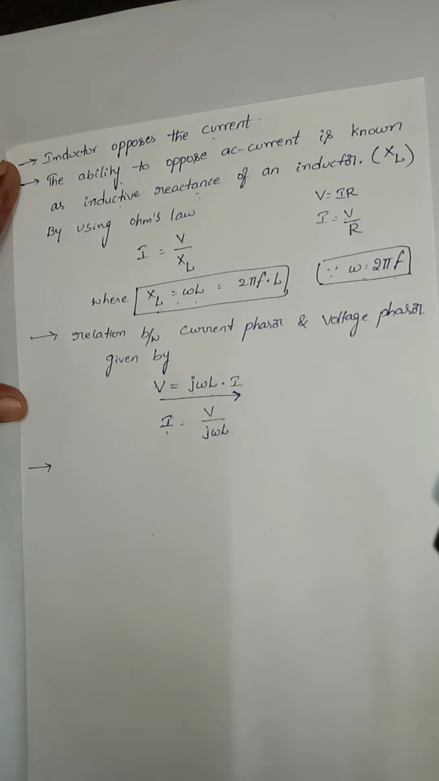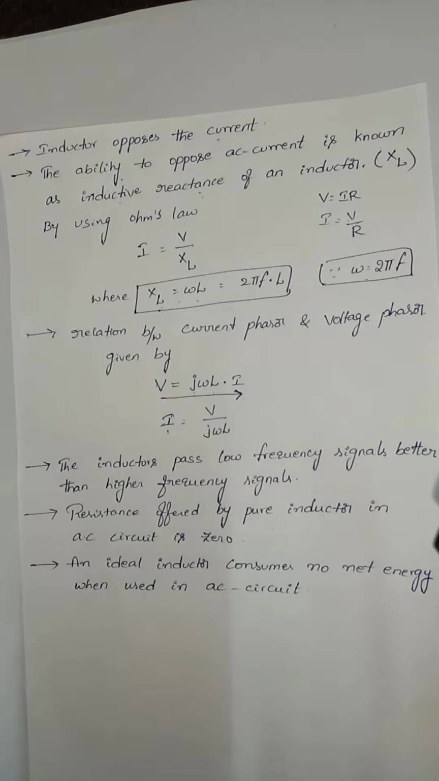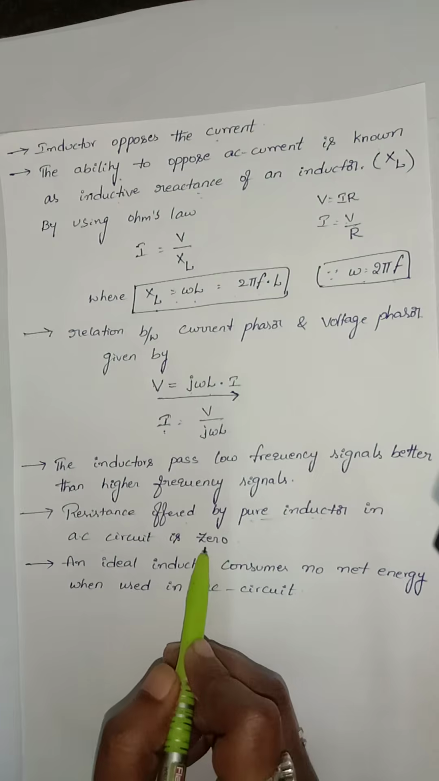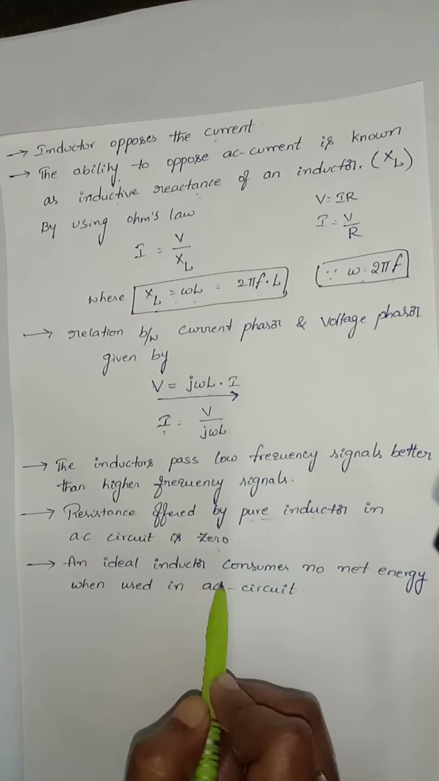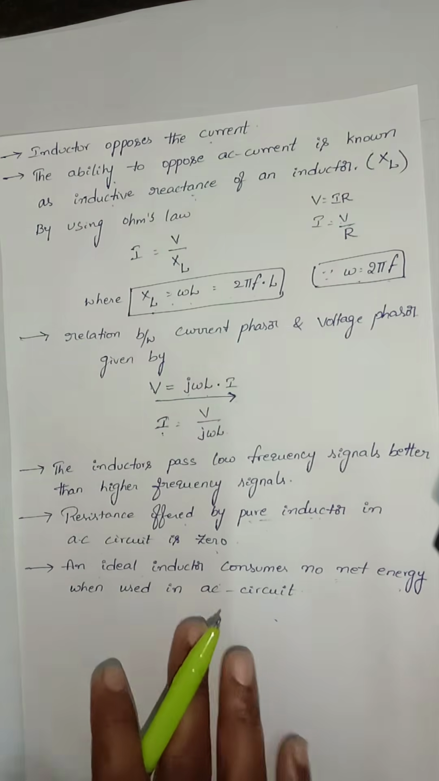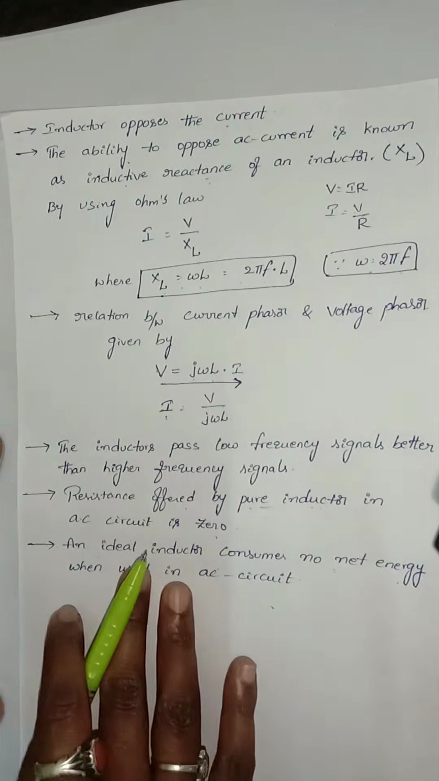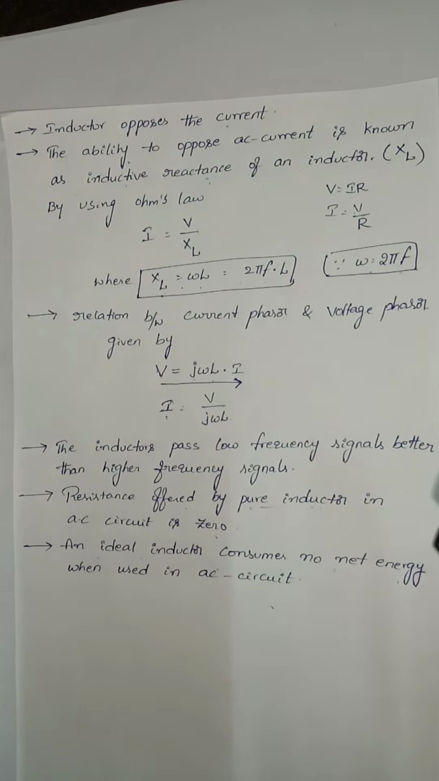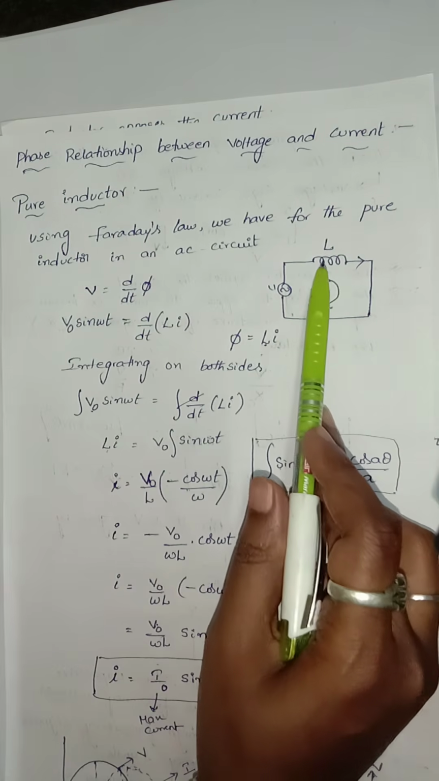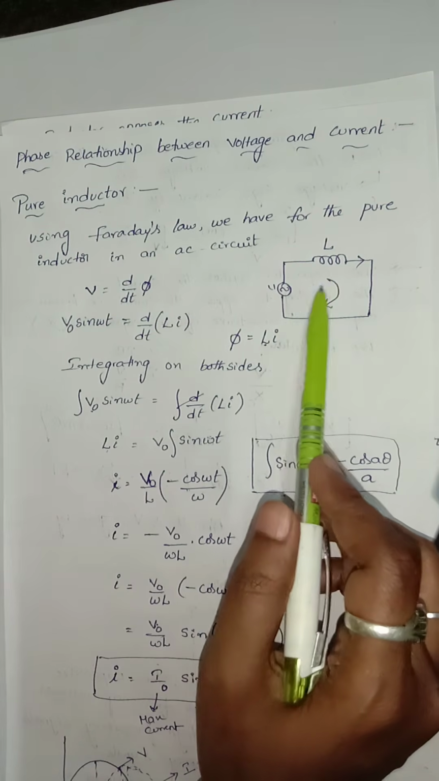The inductor passes low frequency signals better than high frequency signals. Resistance offered by a pure inductor in an AC circuit is 0. An ideal inductor consumes no net energy when used in an AC circuit. This is the phase relationship between voltage and current when a pure inductor is in the circuit. A pure inductor circuit means only the inductor is connected in the circuit.